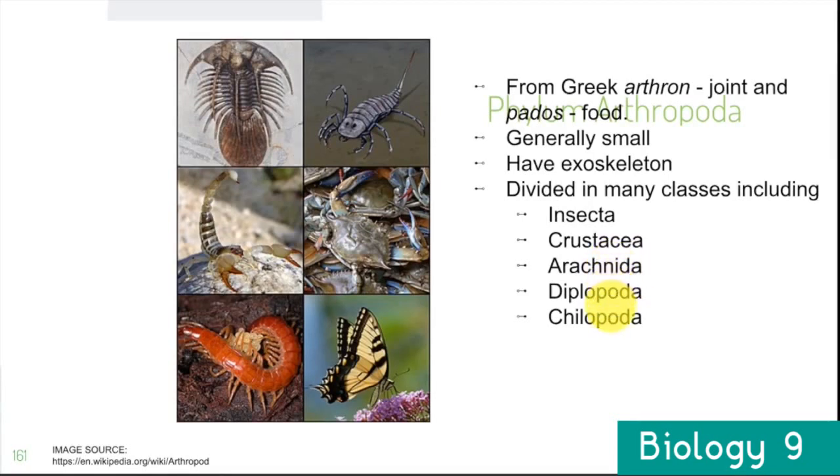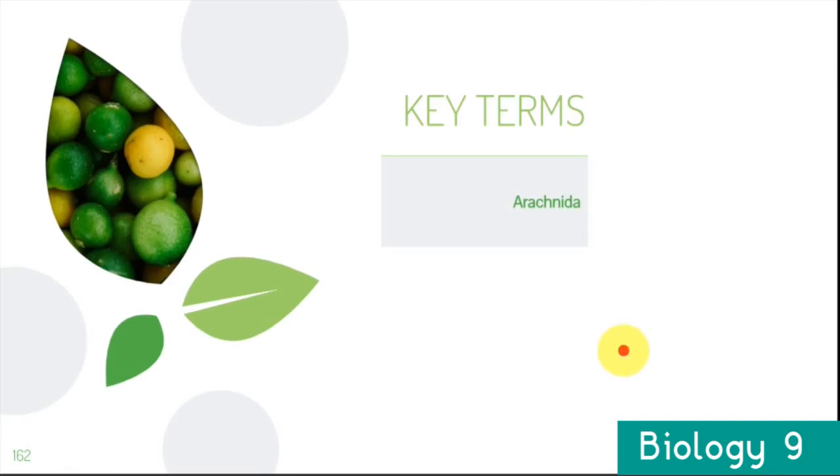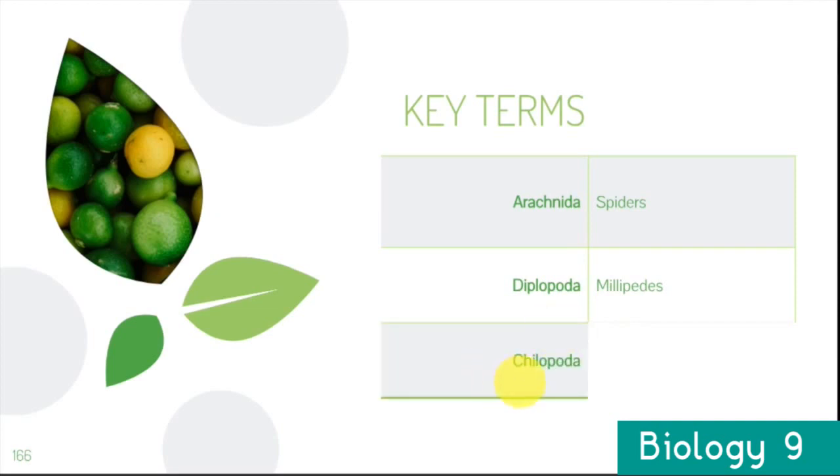We've got here the diplopoda as well, two legs, and chilopoda as well. Okay, arachnids. These are, of course, the spiders. Diplopoda, millipedes, and Chilopoda are centipedes. Okay, this is something that you guys need to know.